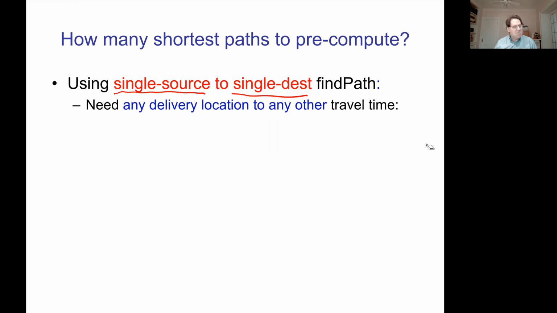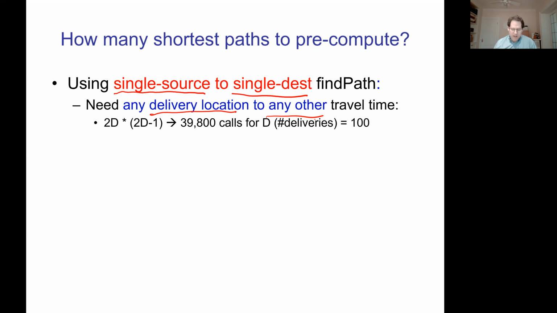So let's see. If we use this pre-compute technique, is this going to be fast enough? Could we just call our M3 function and it's fine? Well, we need the delays we might want to look up are from any delivery location, pickup or drop off, to any other delivery location, pickup or drop off.